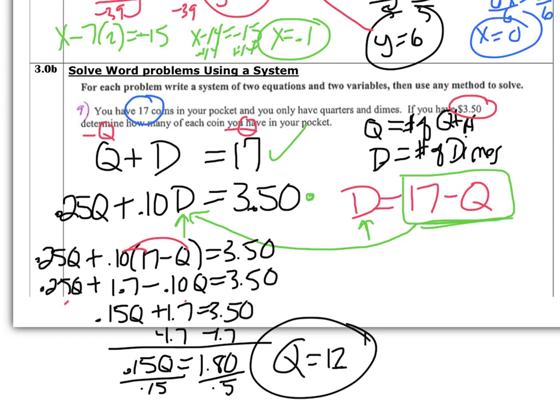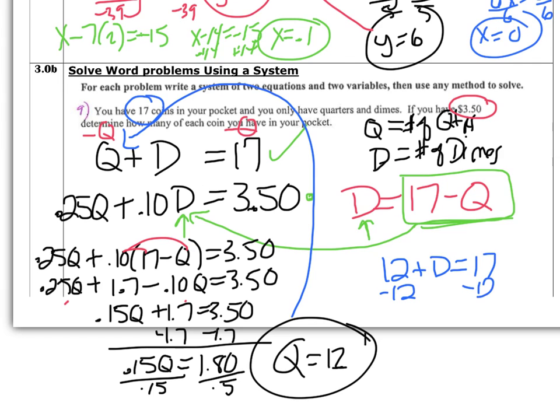So now we have to find how many dimes there are. Well, if there's 12 quarters, that would go right here. So then we know it's 12 plus how many dimes equals 17. The algebra would just say subtract 12 from both sides. Therefore, there's 5 dimes.